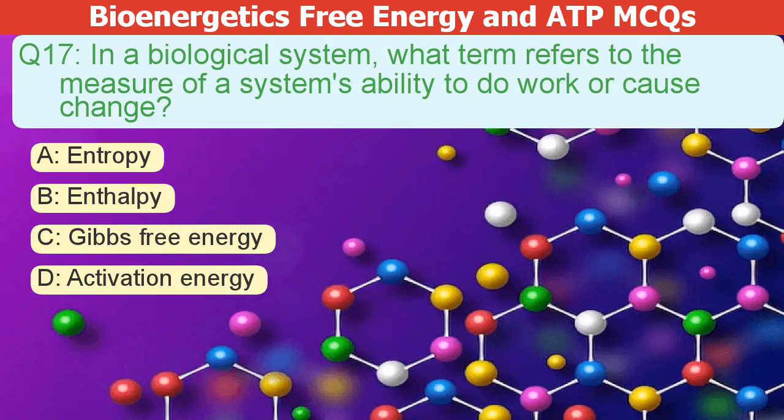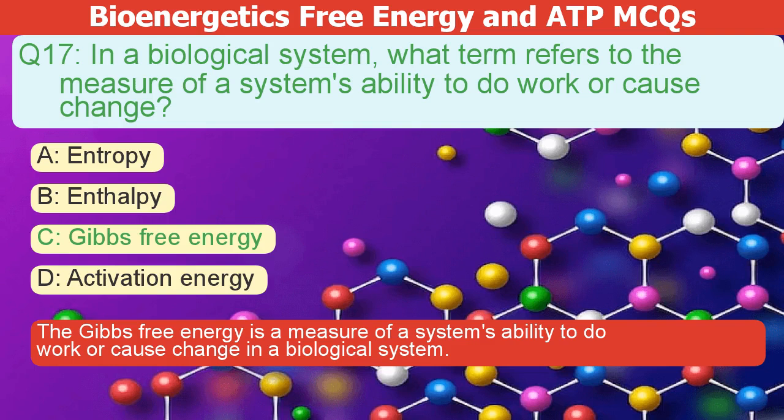In a biological system, what term refers to the measure of a system's ability to do work or cause change? A. Entropy. B. Enthalpy. C. Gibbs Free Energy. D. Activation energy.